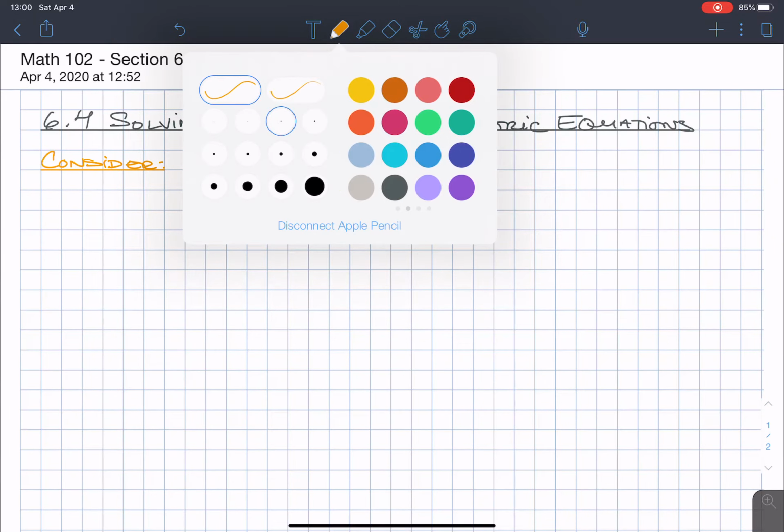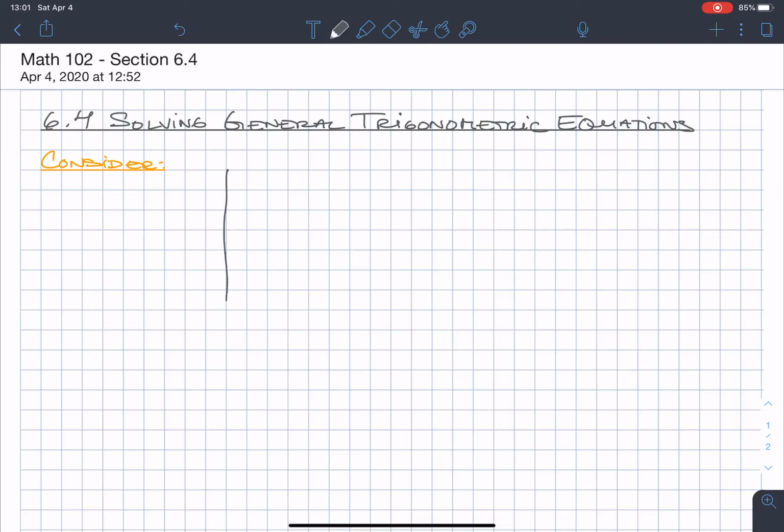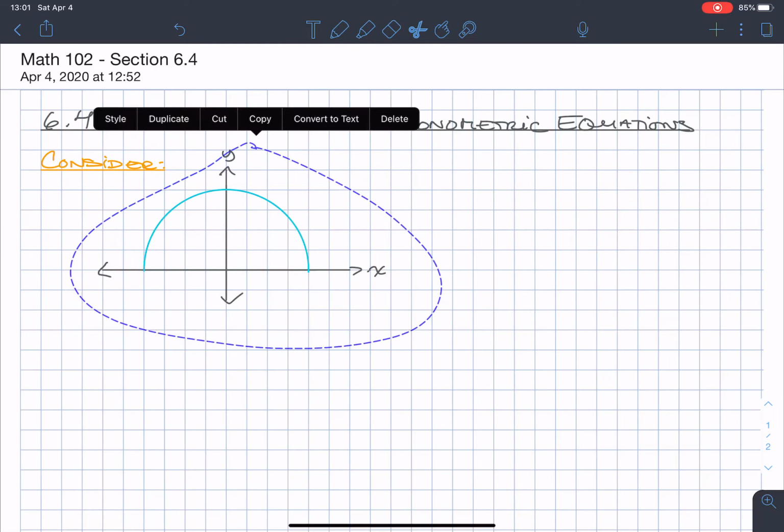A couple things. So, x and y coordinate axes, or theta versus f of theta. Let's do x and y. And let's have half of a circle of radius 4. Let's see if I can draw a circle of radius 4. Yeah, okay, perfect. So I will copy and paste this.